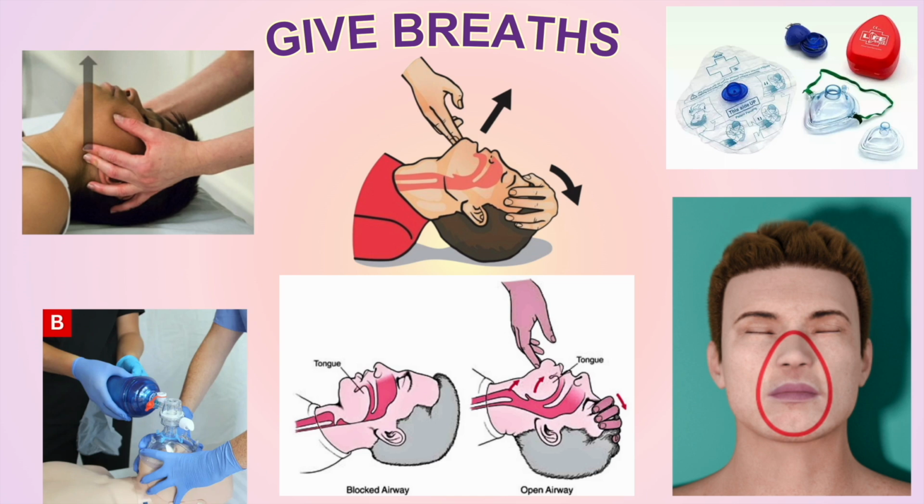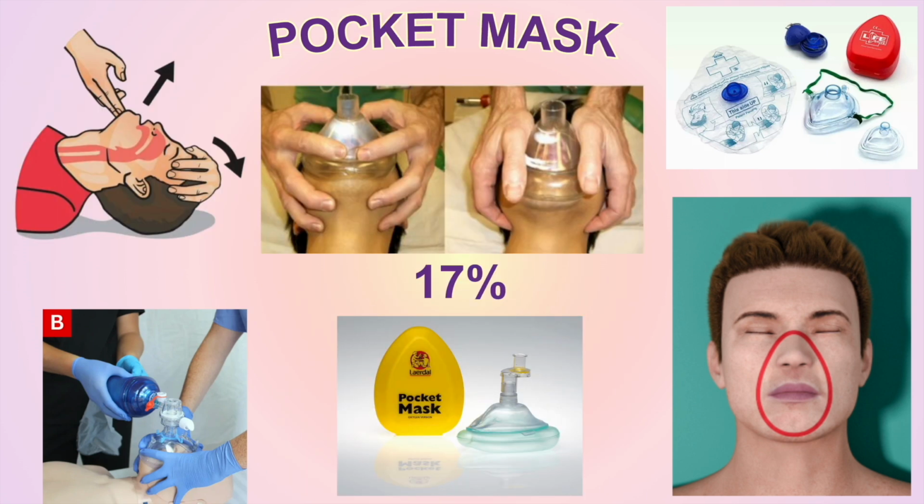Now let's talk about pocket masks. Pocket masks usually have a one-way valve that diverts exhaled air, blood, or bodily fluids away from the rescuer. The one-way valve allows the rescuer's breath to enter the victim's mouth and nose and diverts the victim's exhaled air away from the rescuer. Pocket masks are available in different sizes for adults, children, and infants.